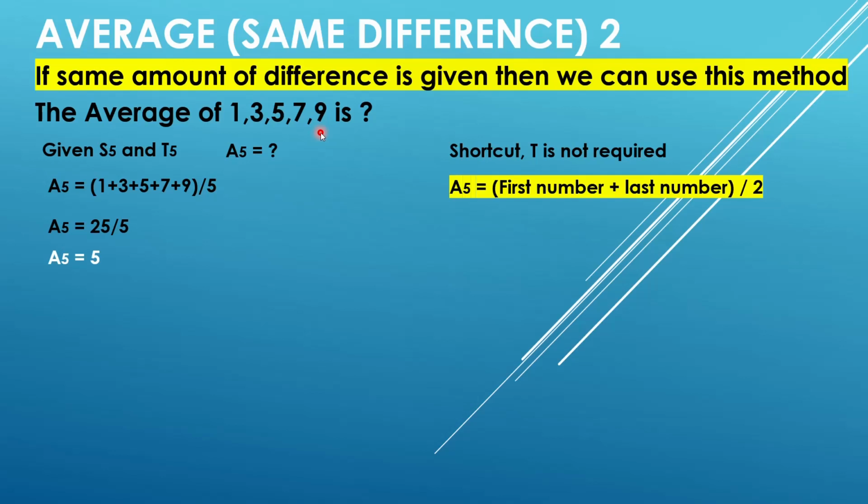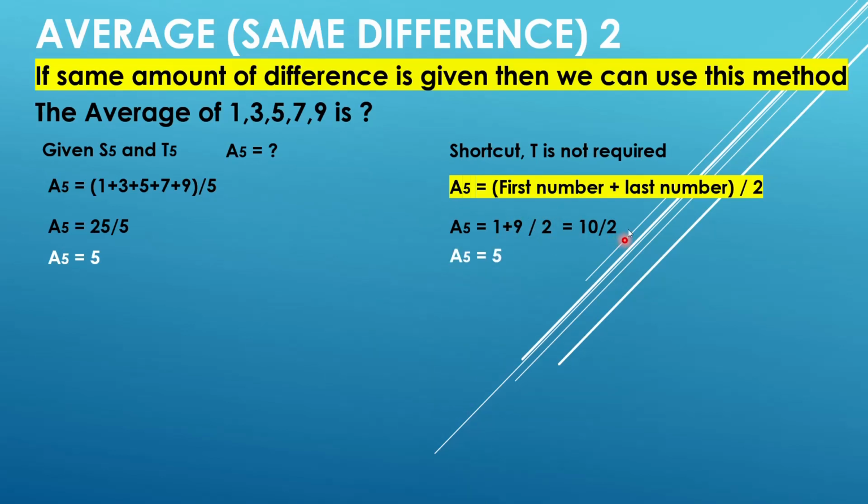So what is the shortcut? First number plus last number, divided by 2. For this example, A5 is equal to that, and dividing by 2 is compulsory. It is not that if we have 5 numbers then only 2. No, if we have 100, if we have 15, then also it is divided by 2 only. Now A5: how can we calculate? The first number is 1, and the last number is 9. So 1 plus 9 divided by 2 is equal to 10 by 2, which means 5.